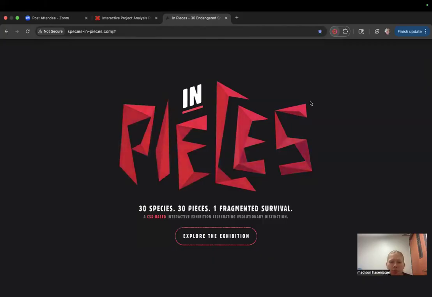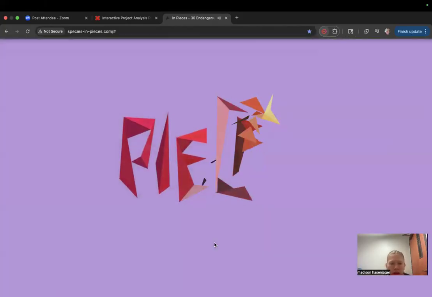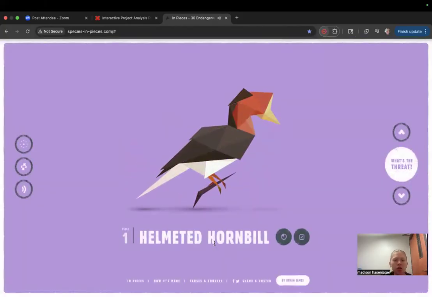Again, it's called Species and Pieces, and this is an interactive website that highlights 30 endangered species using different types of artwork. So, we'll get into the website a little bit. Each animal is shown through a fragmented image. You can hear a little bit of sound, but I'm going to turn that off so it's easier to hear me. These images symbolize the threats they face in the wild, like habitat loss, poaching, and climate change.